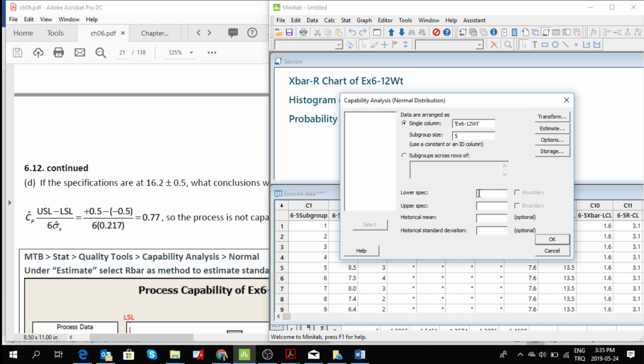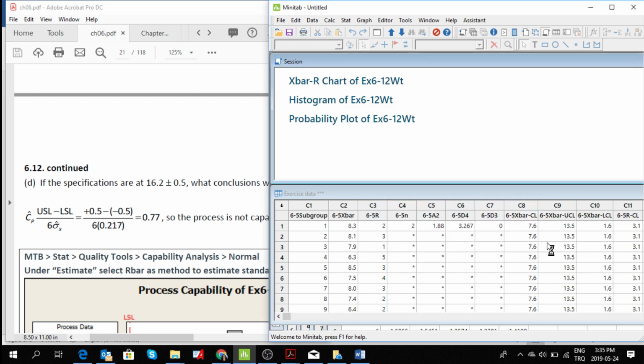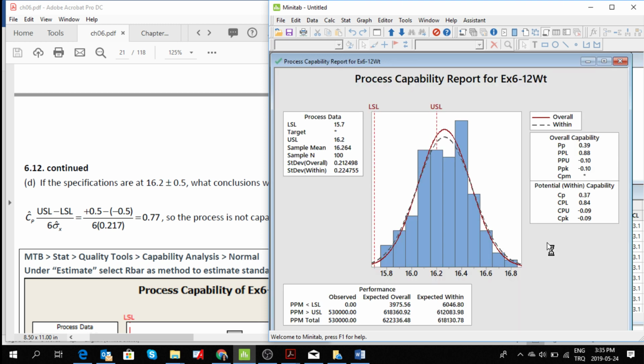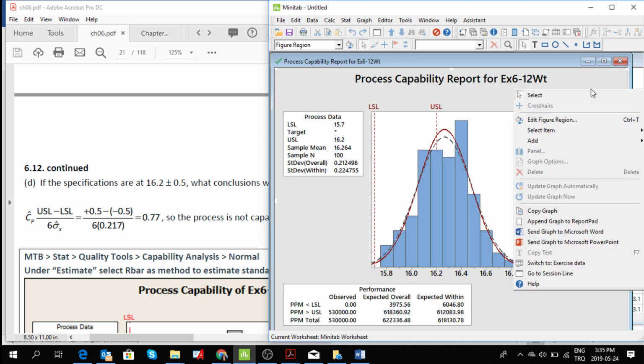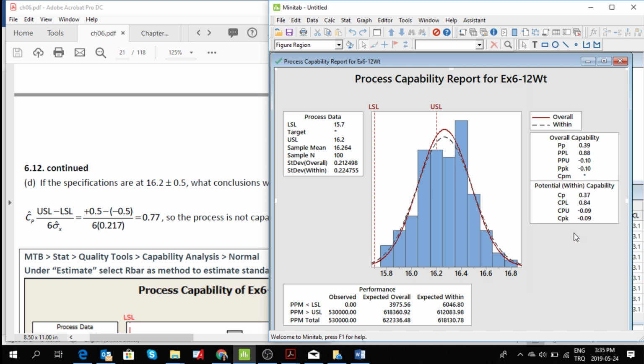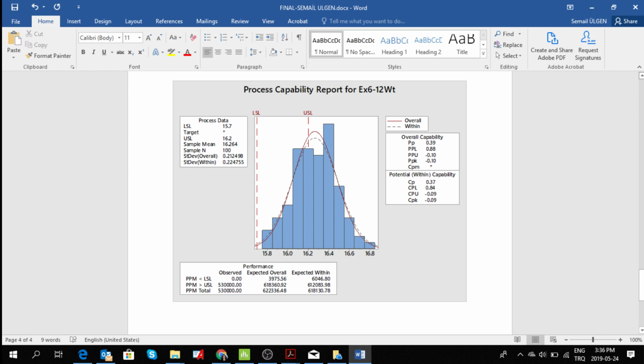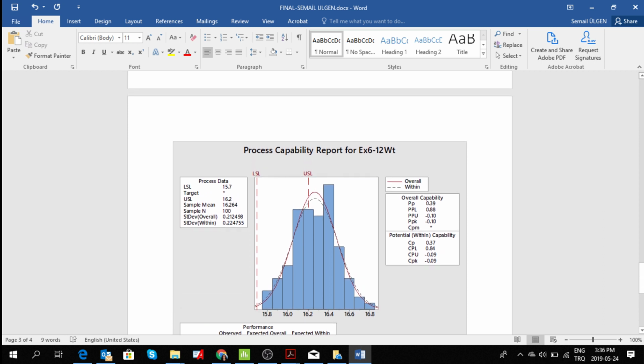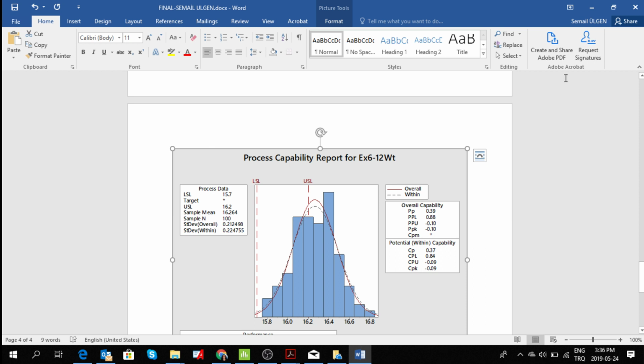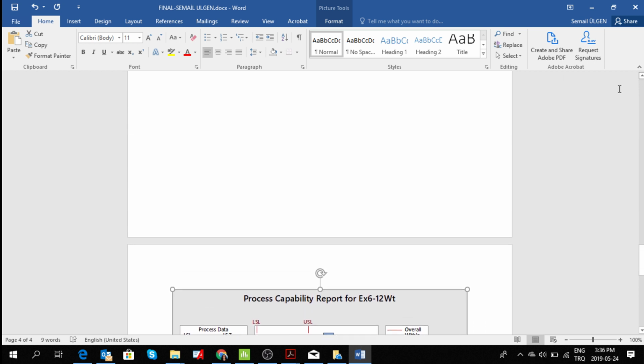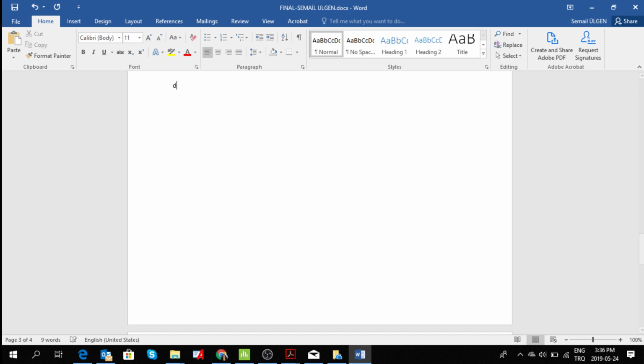Lower specification limit was 16.7, oh pardon, 15.7, sorry. Upper specification limit is 16.2. Okay, click OK. We should get the same graph. So I want to transfer it to my Microsoft Word. It should be already there. It's right here. This is the question D. Part D.